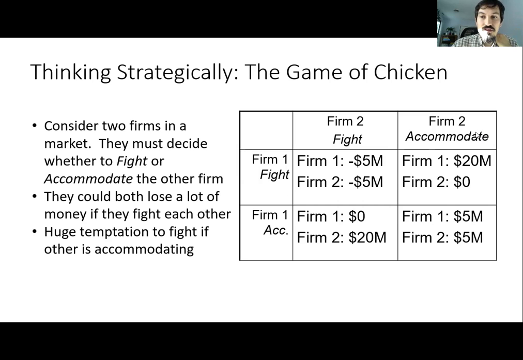Can you see the cursor? If firm 2 accommodates, you get $20 million. It's a lot of money. If you accommodate, you only get 5. So when you texted, why would you want to lose? I don't think you quite understand the incentives, because you don't choose to fight because you want to lose. You choose to fight because you think the other guy's going to accommodate and you can make $20 million.